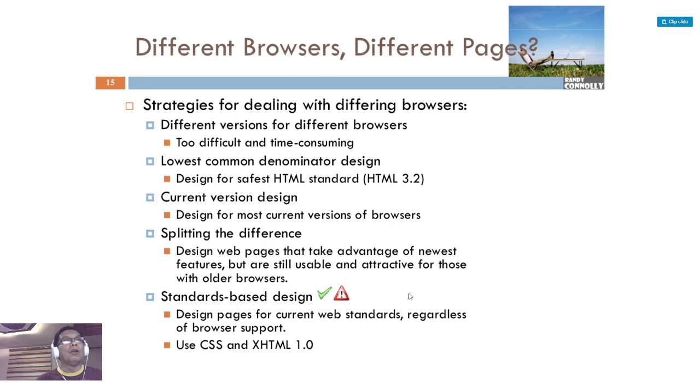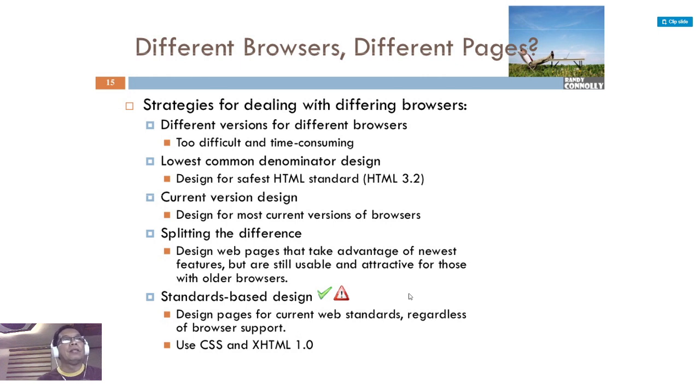The lowest common denominator design: design for the safest HTML standard, which is HTML 3.2. But I think that's already an old version. So now we're using HTML5. Current version design: designed for the most current versions of browsers.